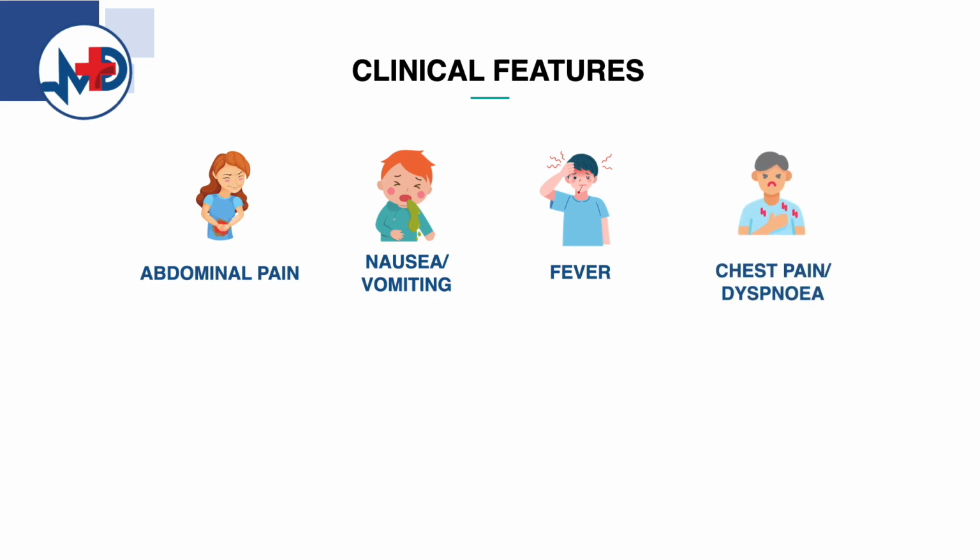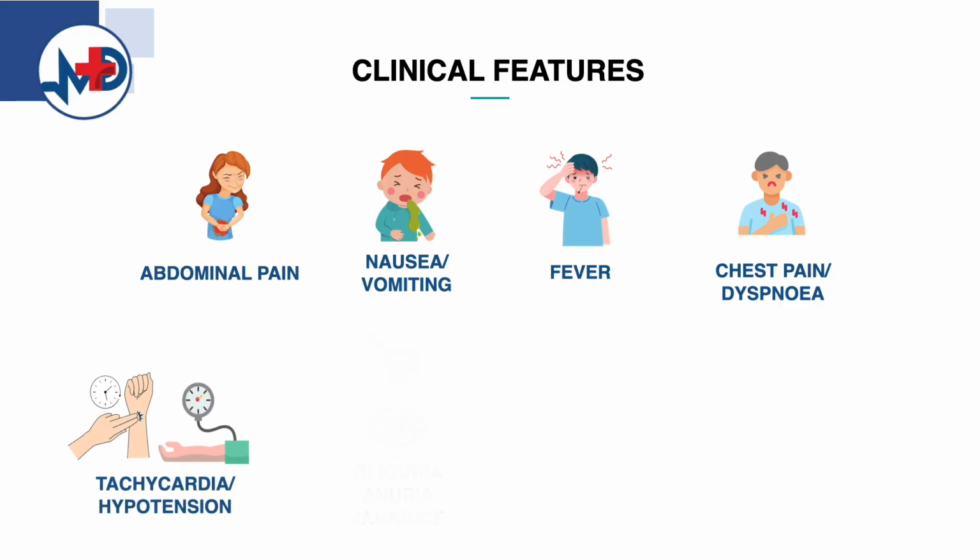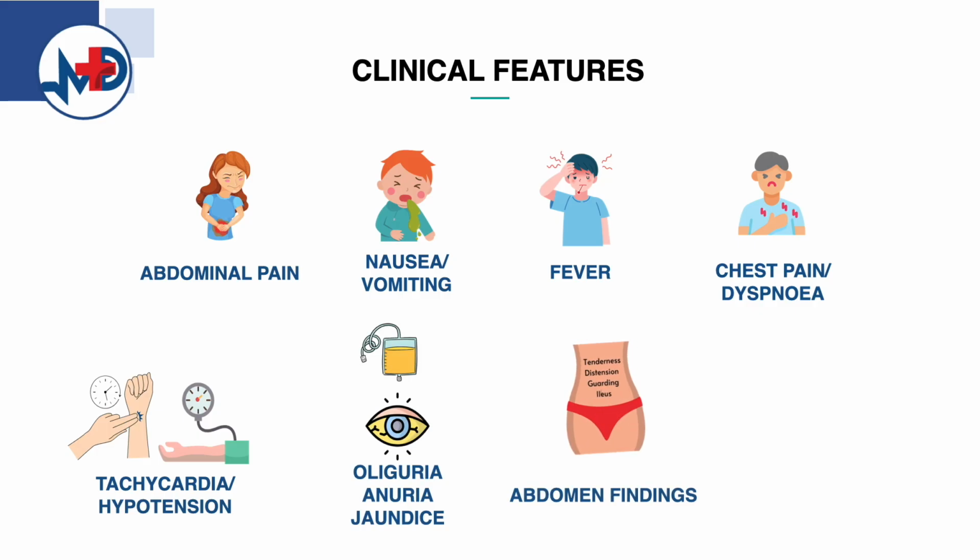chest pain or dyspnea. General examination may reveal signs of shock, such as tachycardia or hypotension, oliguria or anuria, and there might also be jaundice present. On abdominal examination, there will be abdominal tenderness, distension or guarding, ileus with reduced bowel sounds, and tympany on percussion. Very rarely, skin changes such as positive Cullen sign, Grey Turner sign, and Fox sign are seen.